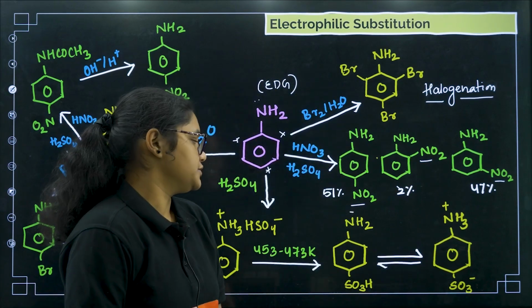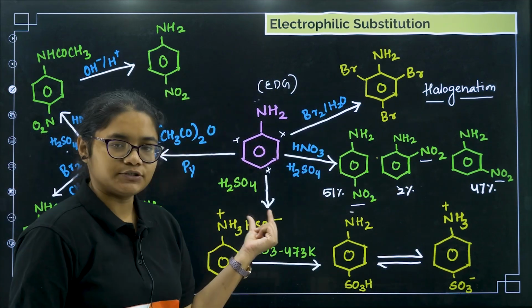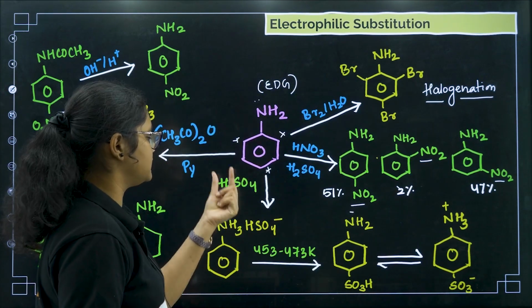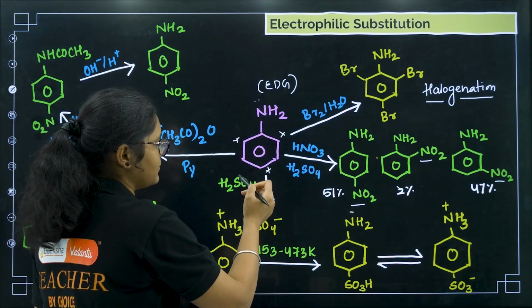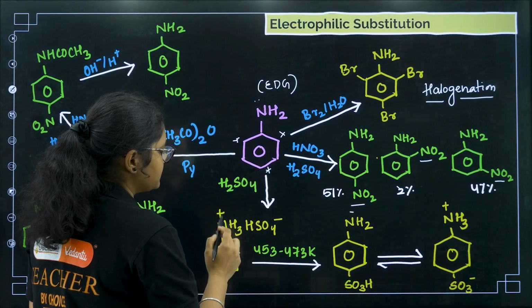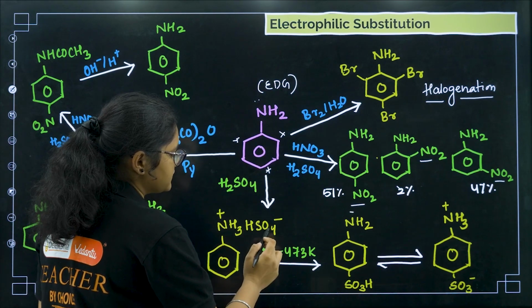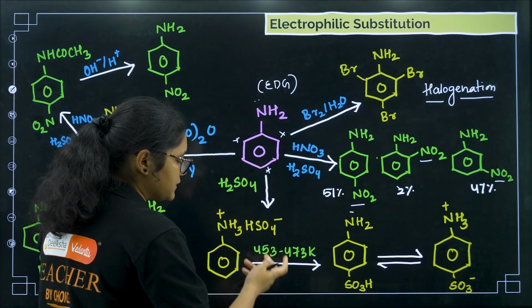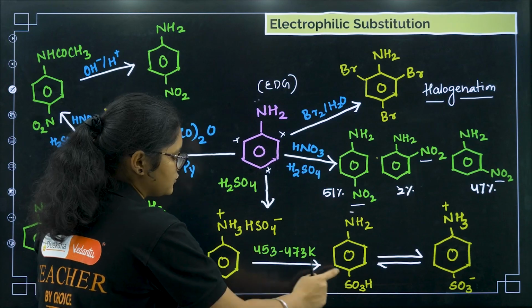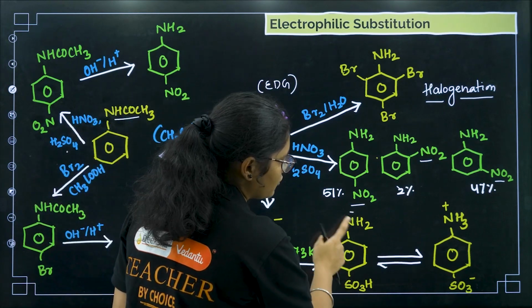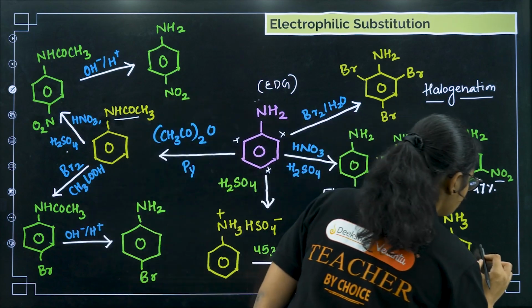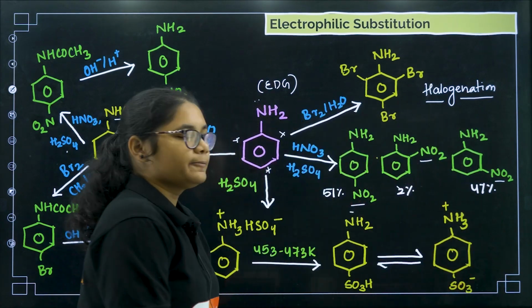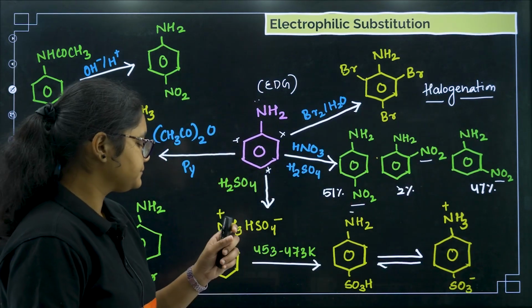Next is your sulfonation. So for sulfonation, concentrated H2SO4 you give, this is base, this is acid, first a salt is formed here, okay. So we get here NH3 plus and HSO4 minus. After that there is some rearrangement and we get SO3H, and after that there is a proton transfer and you get NH3 plus and SO3 minus. This is your final product for sulfonation, okay.